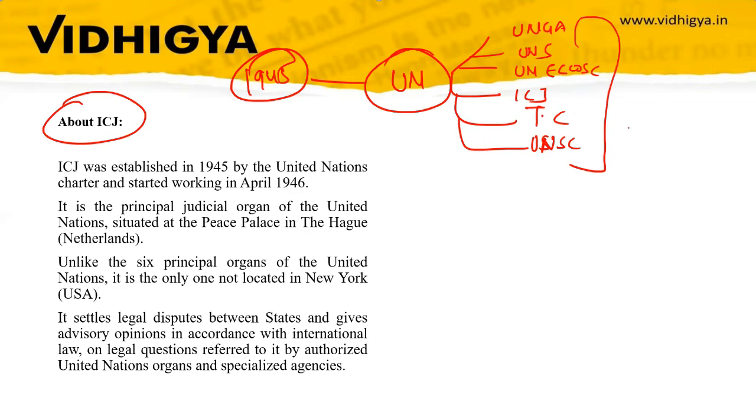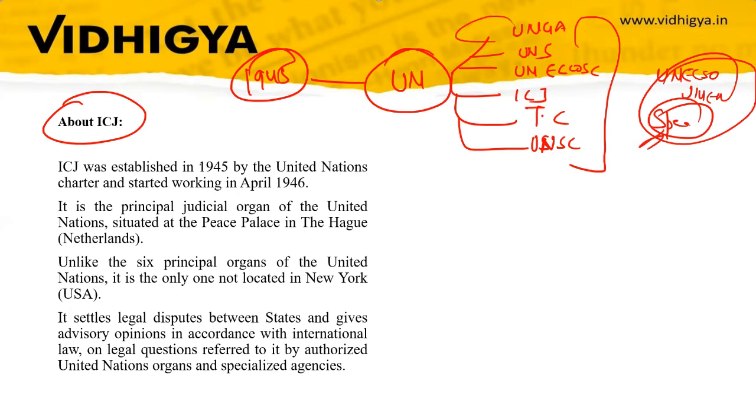The principal organs are different from the specialized agencies of the United Nations such as UNESCO, UNICEF, UNEP. So these are the specialized agencies and these are the principal organs. The ICJ was established in 1945 by the United Nations Charter and started working in April 1946. It is the principal judicial organ.